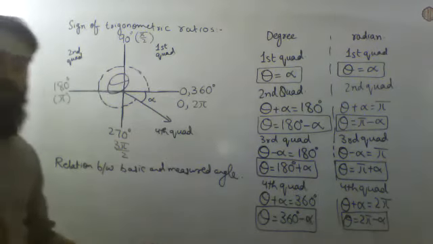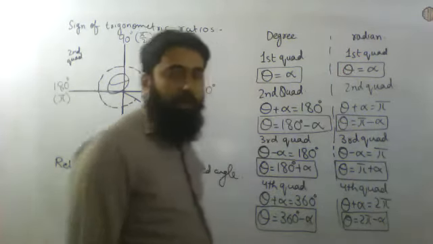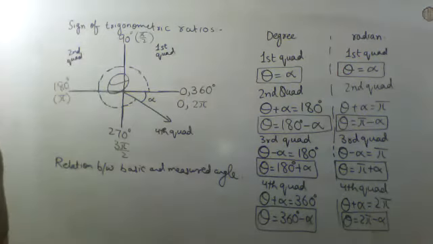All quadrant relations are written in front of you. This is for degree and this is for radian, depending on what type of angle range is given to you.